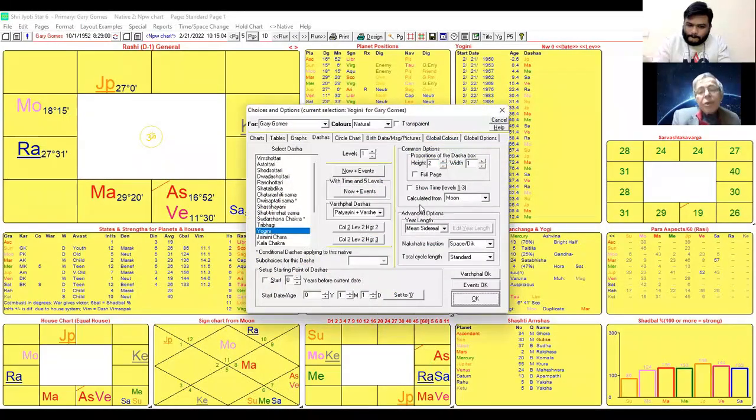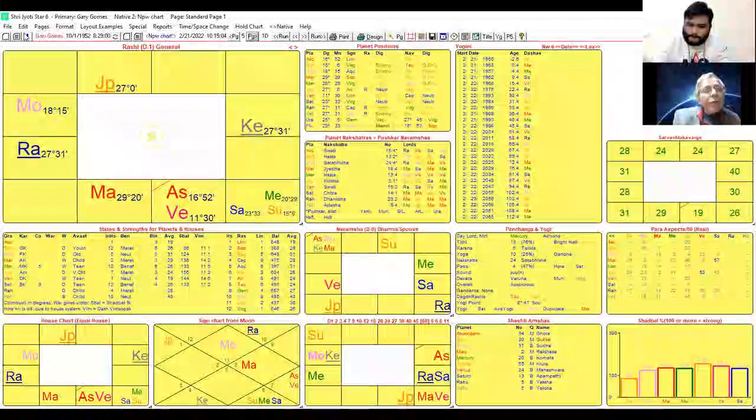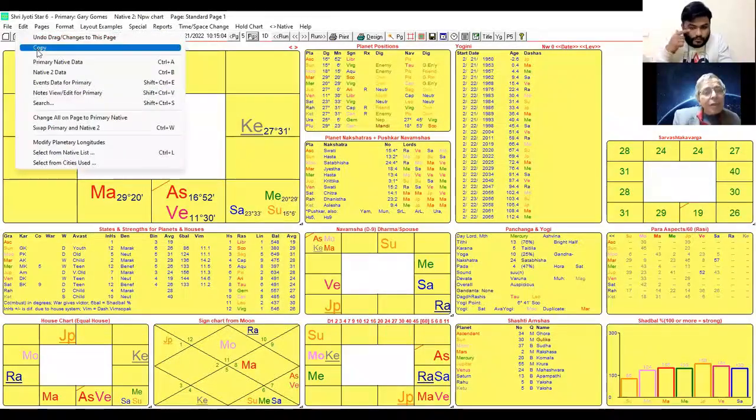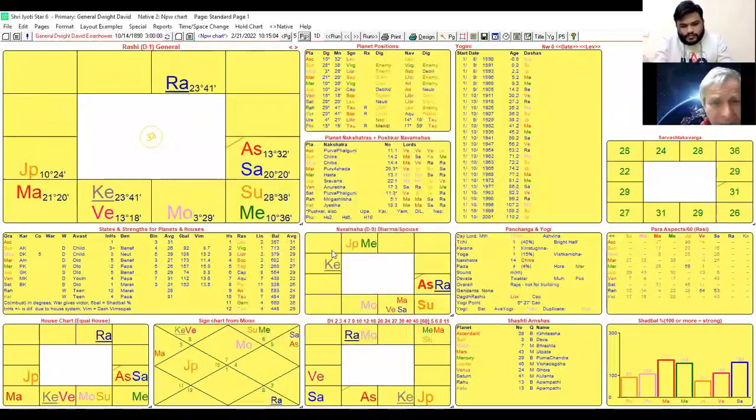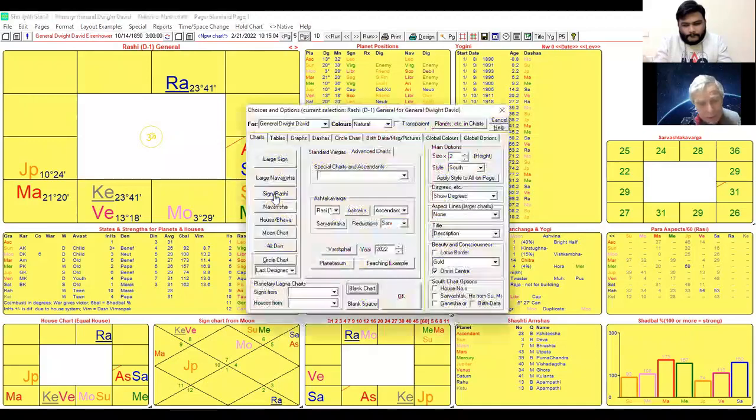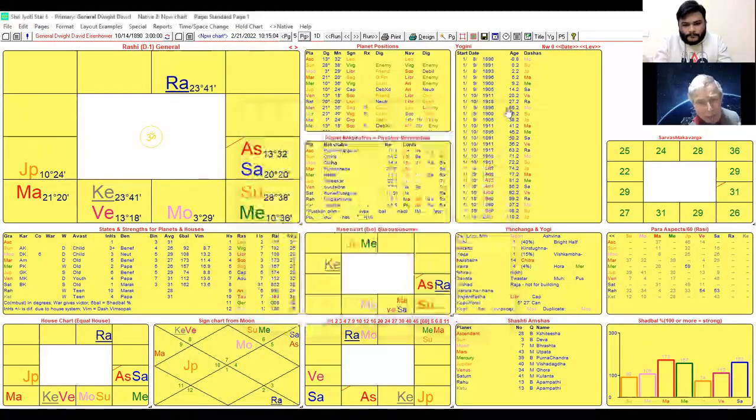All right. So let's go to a fairly well-known personality chart. I won't go to Bill Gates because there's some controversy over what the right rising sign is. Dwight D. Eisenhower was the president of the United States. He was also the commander in chief of the Allied forces in the European theater.